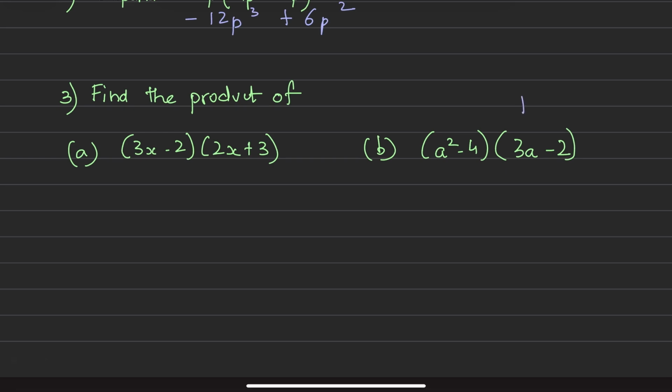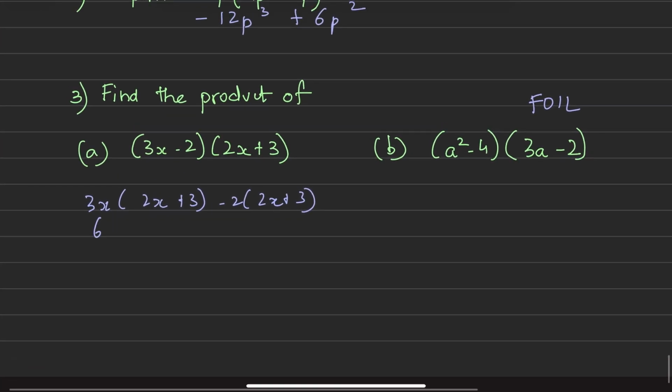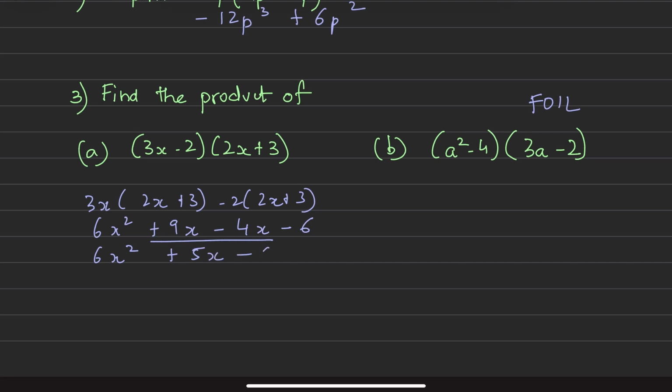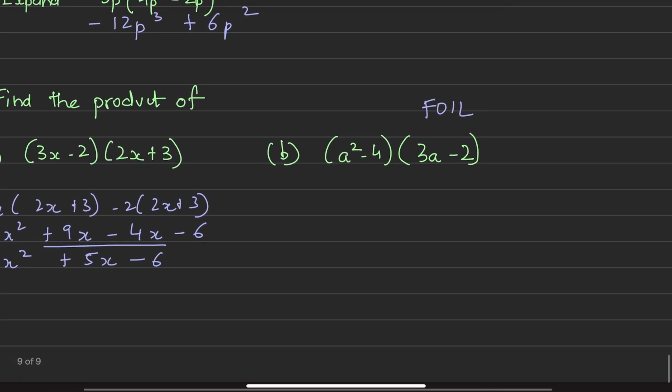Okay, let us do this by FOIL, guys, and this by the normal expansion traditional method. 3x, 2x plus 3 minus 2, 2x plus 3. Faster. 6x square plus 9x minus 4x minus 6. Like terms. 6x square plus 5x minus 6. Done.